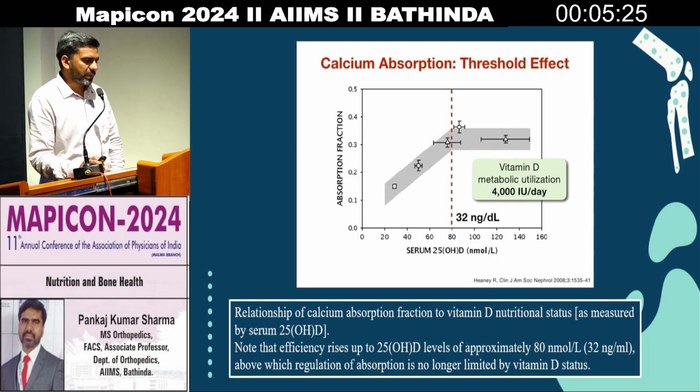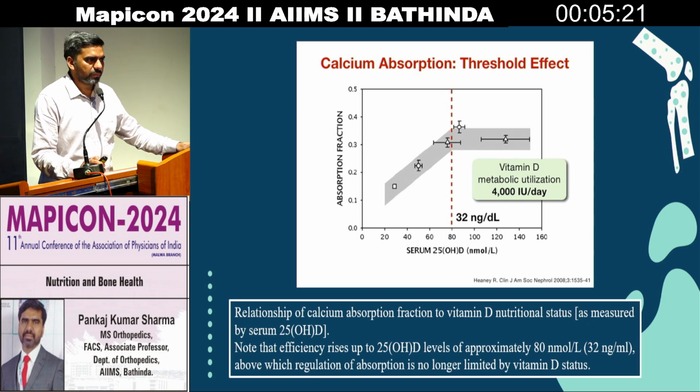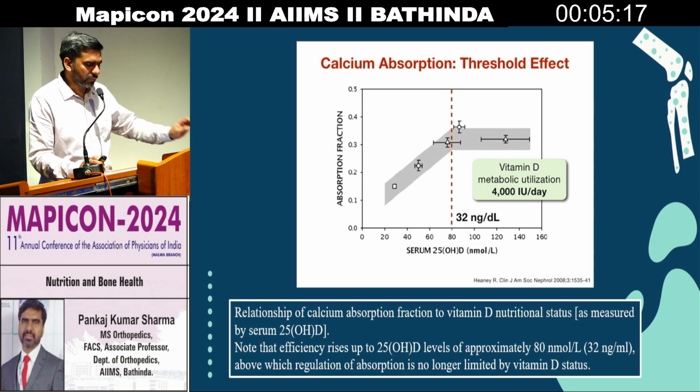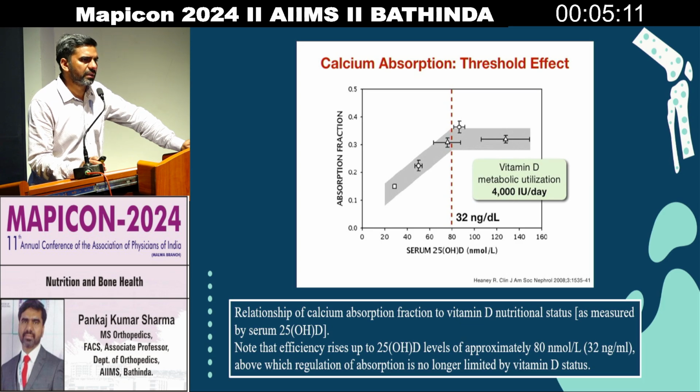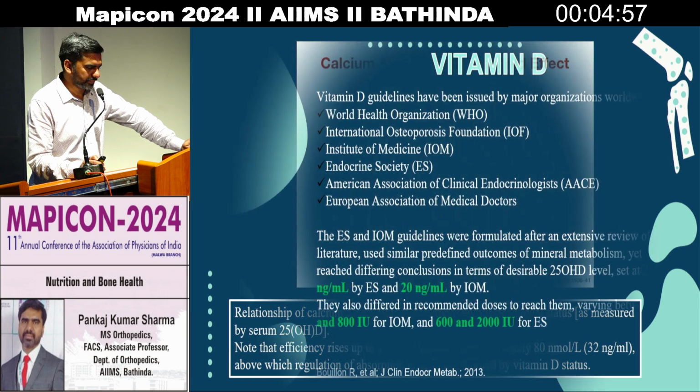The second thing is calcium absorption. Like I already told, vitamin D is very important for calcium absorption. So you have to take care of the kidney, liver, and your intestine. These three things are very important for calcium absorption. The vitamin D dose is 4,000 international units per day on average for persons of average age and weight.